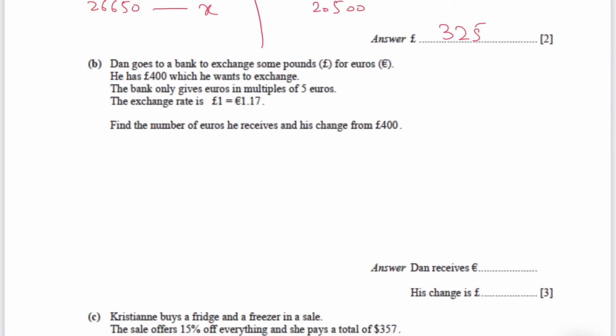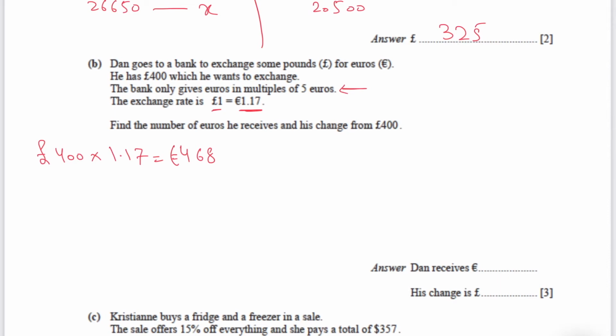So basically, if you need to convert 400 pounds to euros, you need to divide it by 1.17. That's the simple method. Actually, you don't need to divide it, you need to multiply it. Since 1 pound is equal to 1.17 euro, you multiply 400 by 1.17, and you get 468 euros.